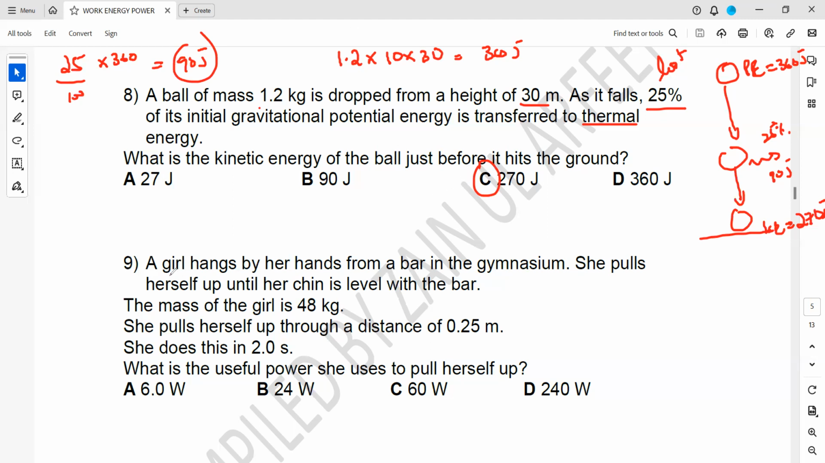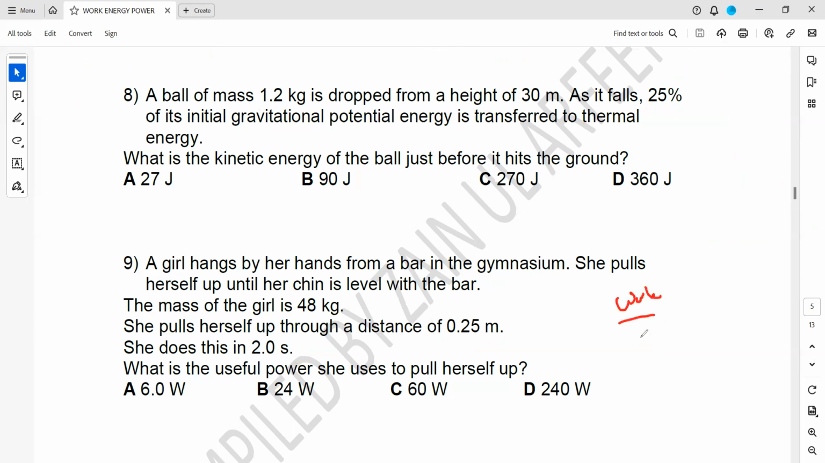In question 9, a girl hangs by her hands from a bar in a gymnasium. She pulls herself up until her chin is level with the bar. The mass of the girl is 48. She pulls herself through a distance of 0.25 in 2 seconds. What is the power? How to work out the power? Power is work divided by time, or it is force times distance divided by time. And what about the work here?